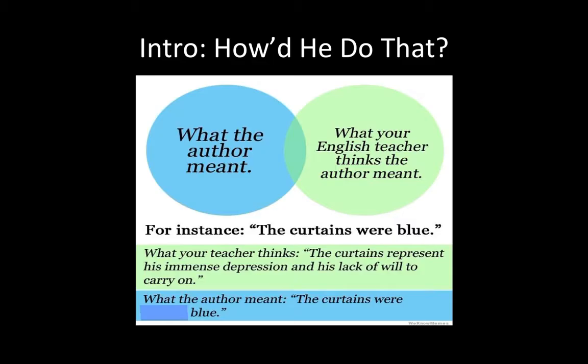And here we have How to Read Literature Like a Professor. That is the book that we've assigned to you so that you can learn some of these sneaky little tools that the authors are using to add meaning to their texts. And maybe you won't think the curtains are just blue when you're all said and done.